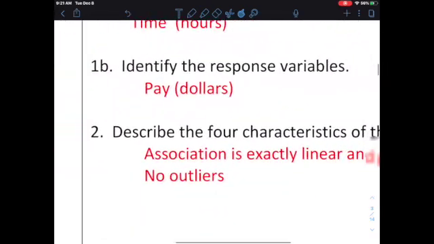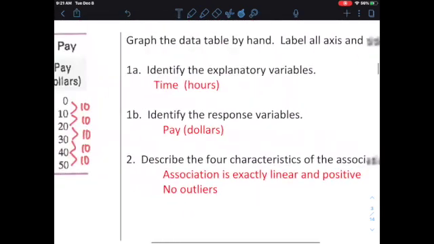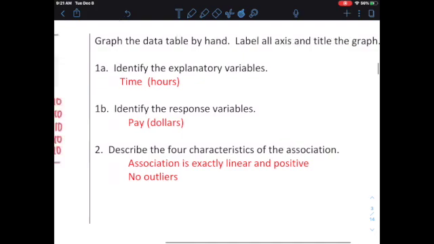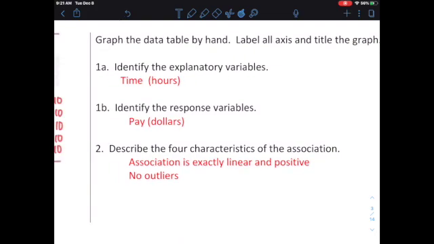So right here, number 2 says describe the 4 characteristics of the association. The association is exact, linear, and positive, with no outlier. And if you want to, you can say the correlation is 1. Any questions?